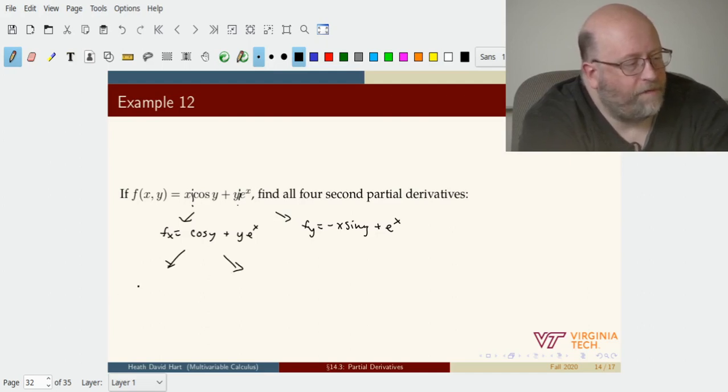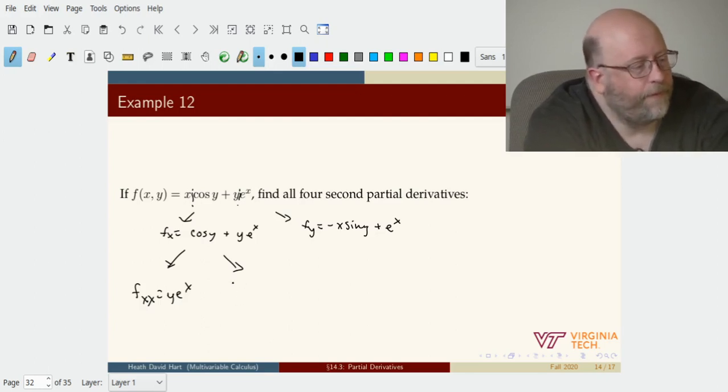So now we're ready to find the second derivatives. For fxx, there is no x in this term, so it goes away. And this is still y times e to the x. The derivative of e to the x is still e to the x, and nothing happens to the y. With respect to y, cosine y becomes negative sine y, and y e to the x becomes 1 e to the x.